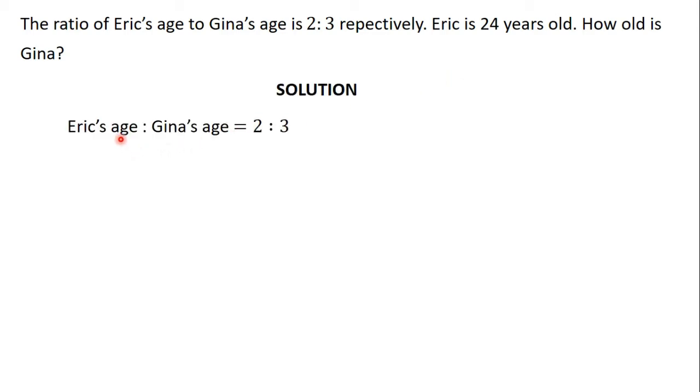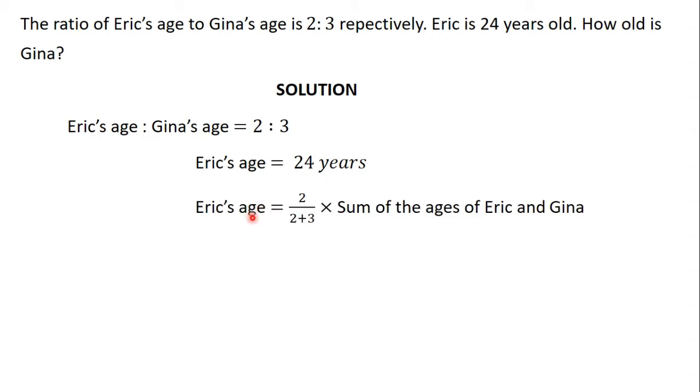So we know that the ratio of Eric's age to Gina's age is 2:3. And we also know that Eric is 24 years old. From what we have learned in ratios so far, we know that Eric's age will be equal to Eric's part of the ratio, which is 2, divided by the total ratio, which is 2 plus 3, times the sum of the ages of Eric and Gina. 2 plus 3 is 5, so Eric's age will be equal to 2 divided by 5 times the sum of the ages of Eric and Gina.